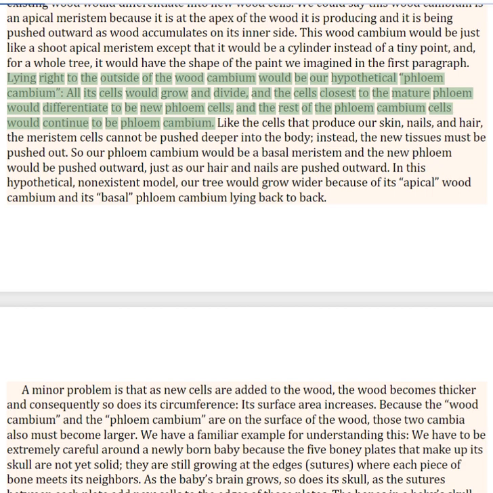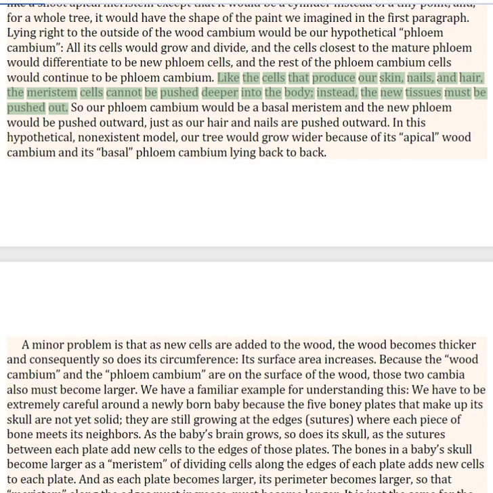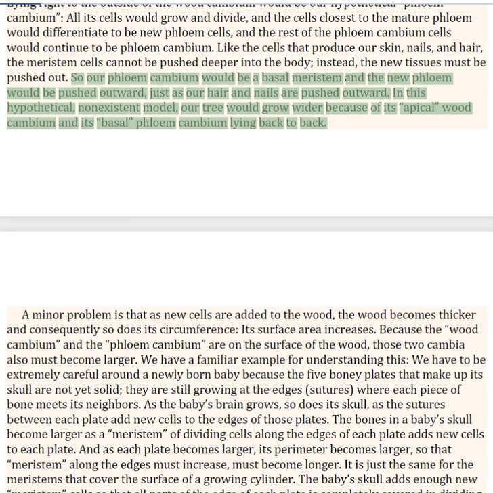Lying right to the outside of the wood cambium would be our hypothetical phloem cambium. All its cells would grow and divide, and the cells closest to the mature phloem would differentiate to be new phloem cells, and the rest of the phloem cambium cells would continue to be phloem cambium. Like the cells that produce our skin, nails, and hair, the meristem cells cannot be pushed deeper into the body. Instead, the new tissues must be pushed out. So our phloem cambium would be a basal meristem and the new phloem would be pushed outward, just as our hair and nails are pushed outward.